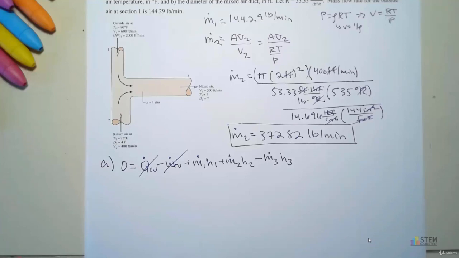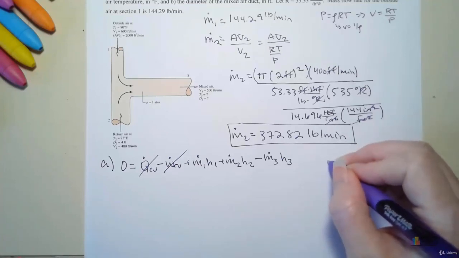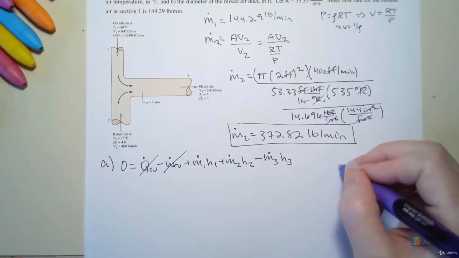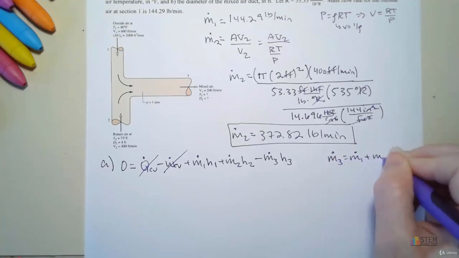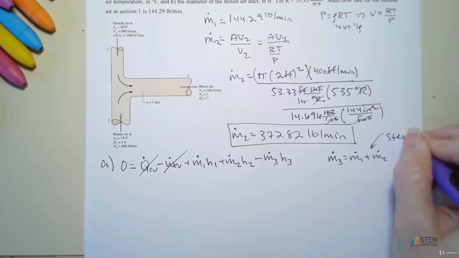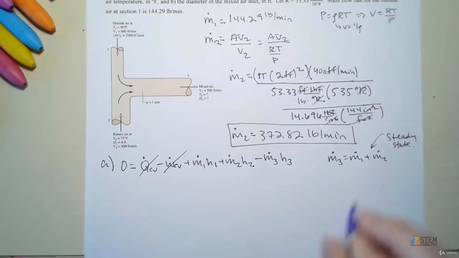So now that we have that, notice we've got these 3 M dots. Now we know M2 dot because we just did that, and then we also know M1 dot because that was given. We don't know M3 dot yet, but we do know this is steady state. So if it's steady state, what does that mean? It means the mass flow rates of the inlets have to equal the mass flow rates of the outlets. So we can write that M3 dot is M1 dot plus M2 dot. And again, that's from steady state.